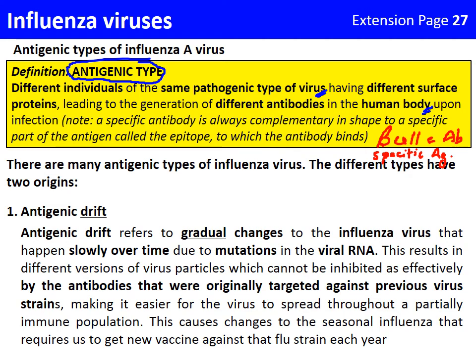So we know there's many different antigenic types of influenza, and they emerge by 2 different mechanisms, the first of which is called antigenic drift. Now, antigenic drift, as the name kind of suggests, refers to a gradual change in the influenza virus that happens fairly slowly over time because of mutations in the viral RNA.